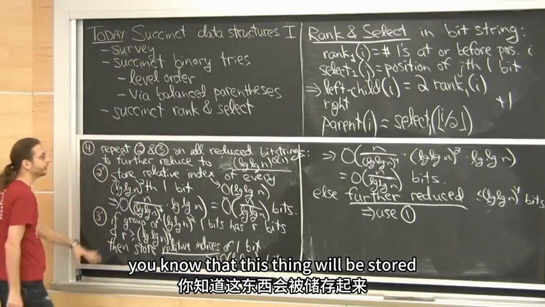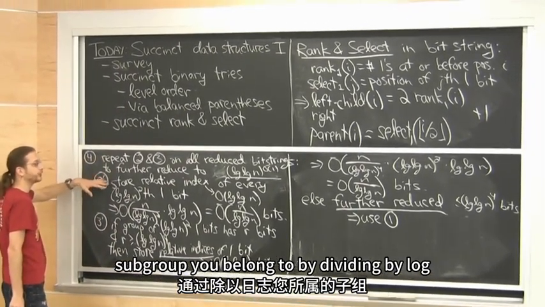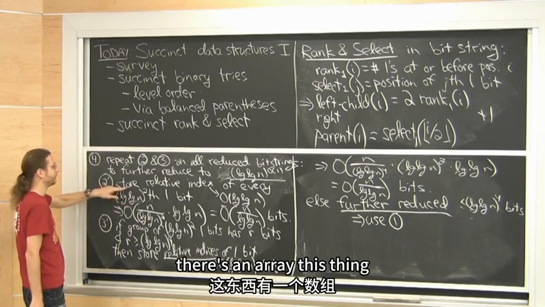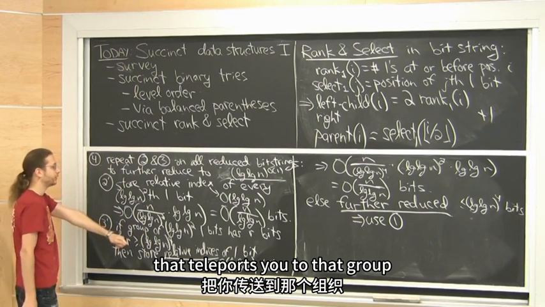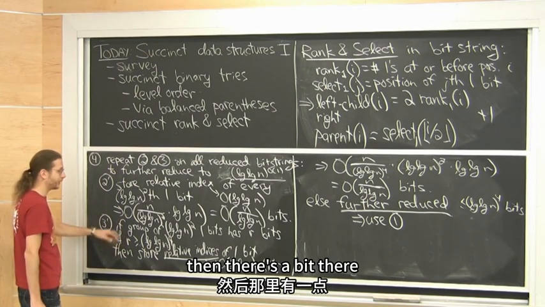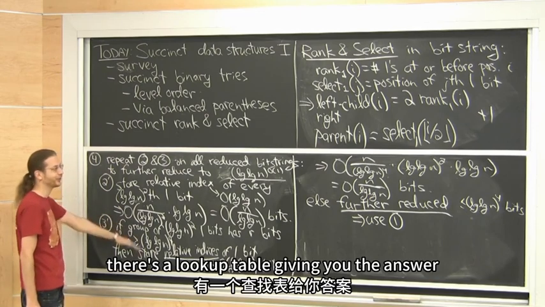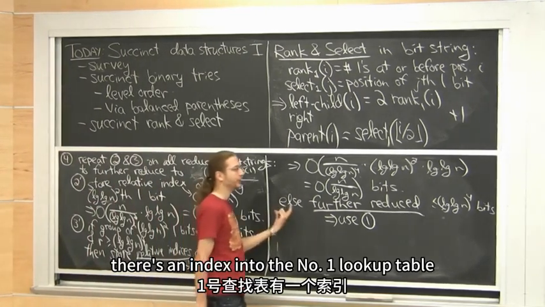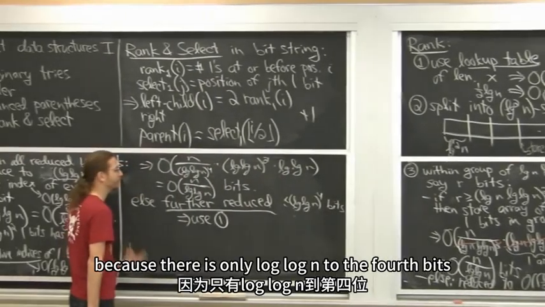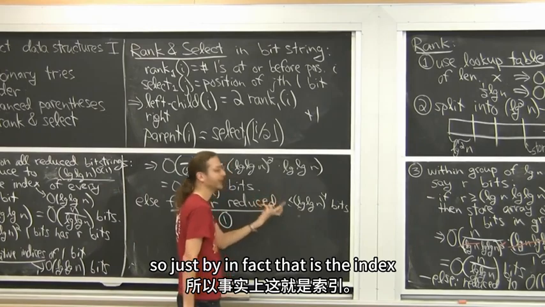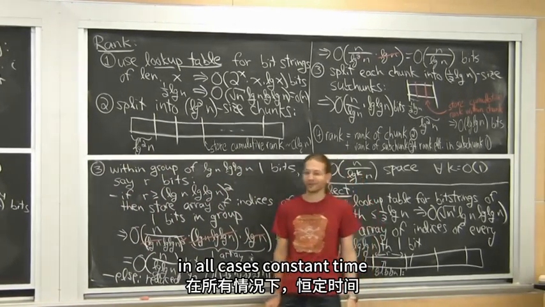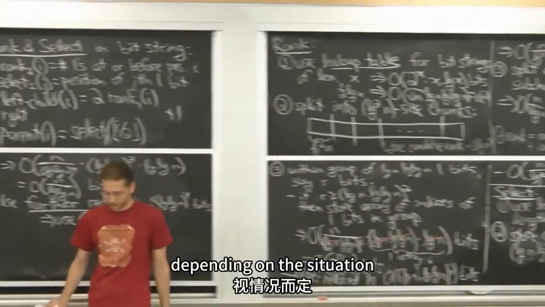You know that this thing will be stored, and so you figure out which subgroup you belong to by dividing by log n squared, taking the floor. There's an array, this thing, that teleports you to that subgroup, and then there's a bit there saying whether it was sparse or dense. If it was sparse, there's a lookup table giving you the answer. If it was dense, there's an index into the lookup table that tells you what this bit string is, because there's only log n to the fourth bits. So in fact, that is the index. Just what those bits are lets you look up into this table and solve your query in constant time. In all cases, constant time. But here's a little bit more branching, depending on the situation.